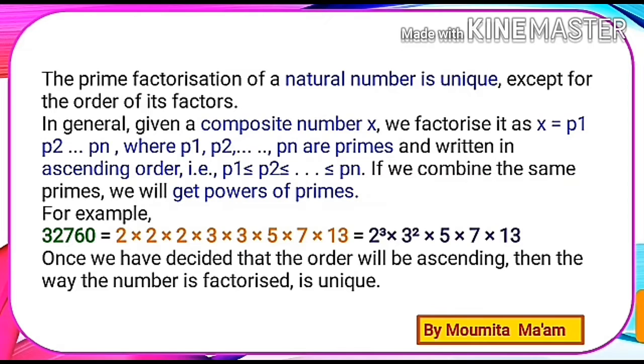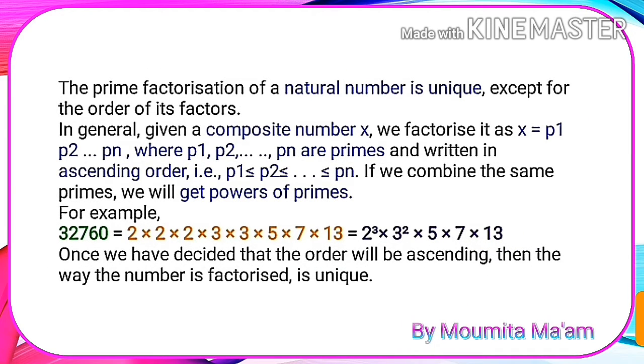For example, the prime factorization of the number 32,760 is 2 into 2 into 2 into 3 into 3 into 5 into 7 into 13. Now, as you can see, the prime numbers are arranged in ascending order and the number of 2s here is 3, so we have written 2 to the power 3, and the number of 3s here is 2, so we have written 3 to the power 2. The number of 5, 7 and 13 is 1, so we need not write 5 to the power 1, 7 to the power 1, 13 to the power 1. We can simply write 5, 7 and 13. So, our final prime factorization of 32,760 is 2 to the power 3 into 3 to the power 2 into 5 into 7 into 13.